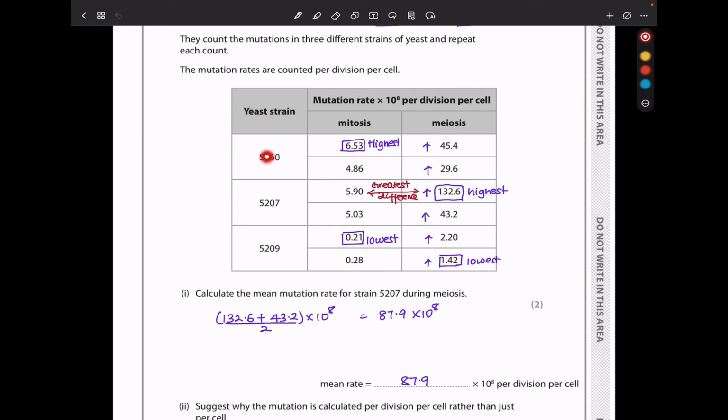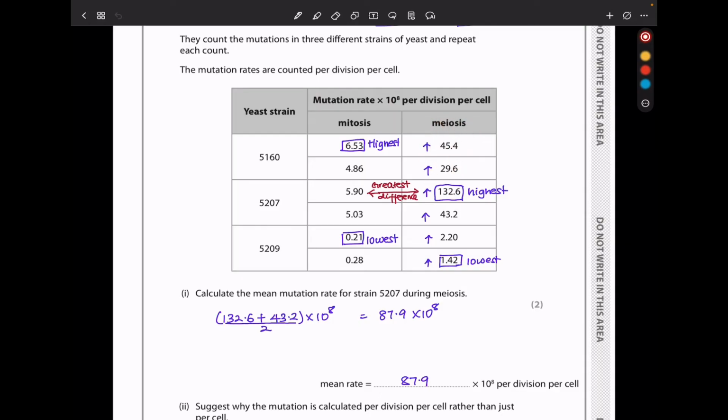We see the different strains. They have 1, 2, and 3. And in mitosis, we see the first count and the repeat for this strain, the first count and the repeat for that strain, and the first count and the repeat for this strain. In meiosis, we see the same thing, the first count, the repeat for each strain.